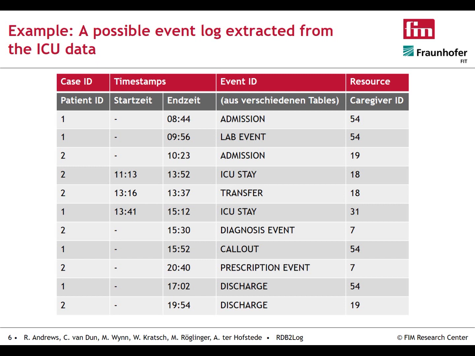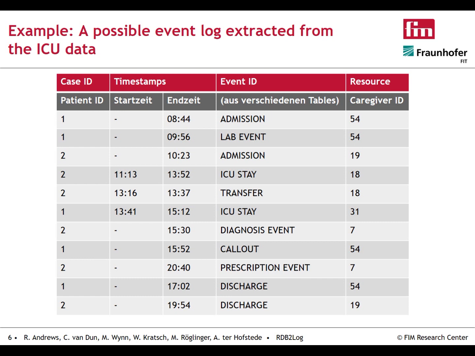What you want to get out of a relational database like the one I've shown you is an event log that looks a bit like this one. It's a flat table structure, as I've told you already, and it has a couple of integral parts that are essential for an event log, as you probably know.